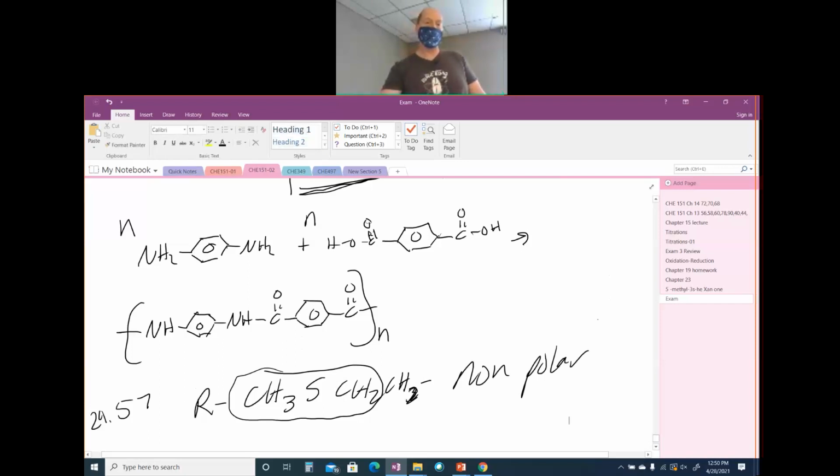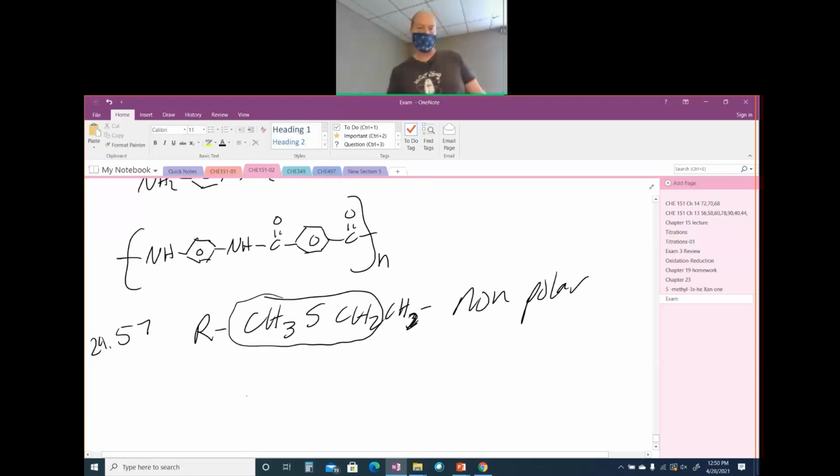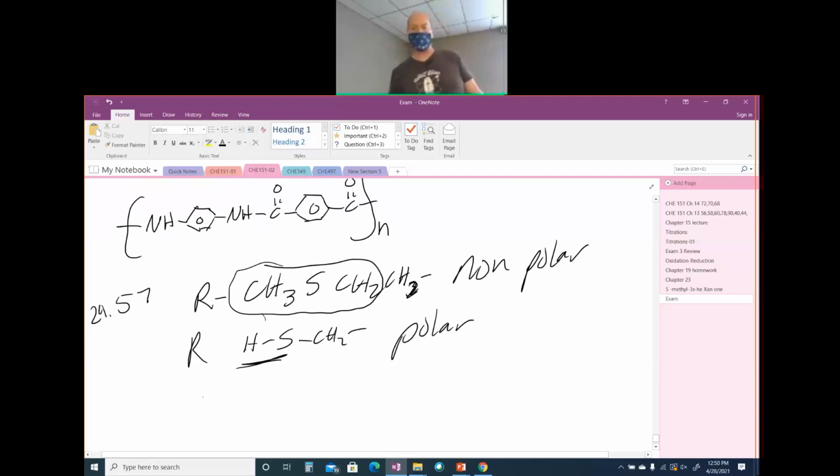The second example also has sulfur, but this R group has a H with the S and then CH2. All right, so the SH, that is polar. All right, so remember your nonpolars, there are about equal amounts of polar and nonpolar. But if you have only carbons and hydrogens for your side chain, then it's going to be nonpolar.